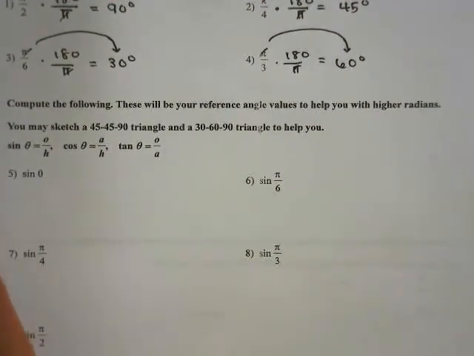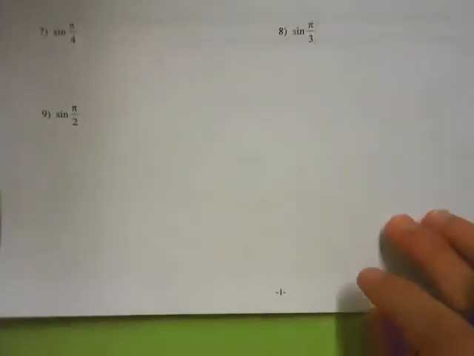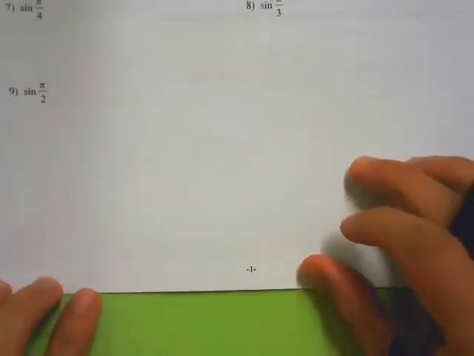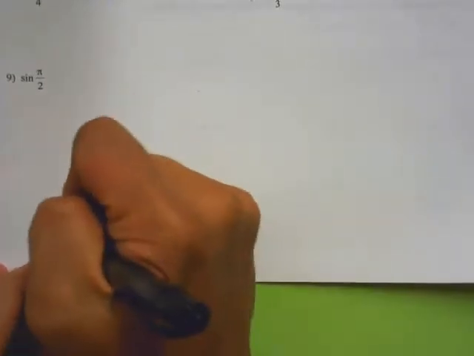We're going to compute the following. These will be your reference angle values to help you with the higher radians. And we can also sketch our 45, 45, 90 degree triangle and 30, 60, 90 triangle to help us with these values. And this is from geometry. Let's use this bottom area over here to draw those triangles. So let's go ahead and do that.